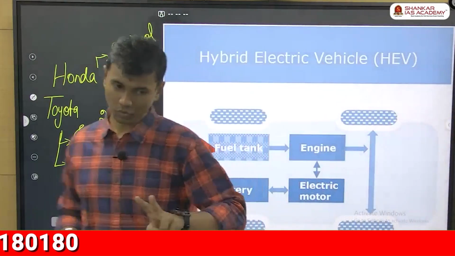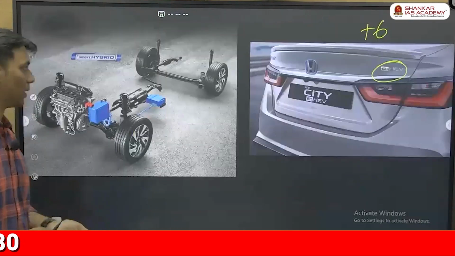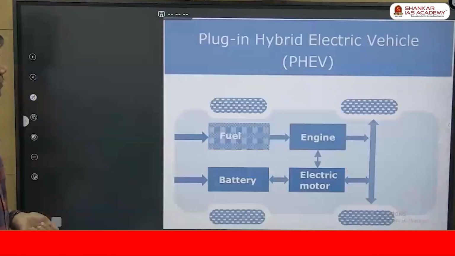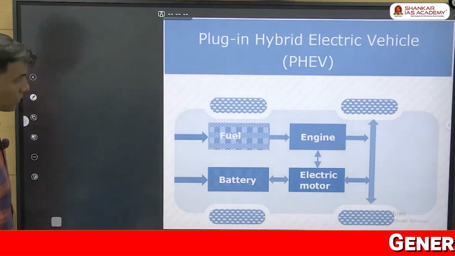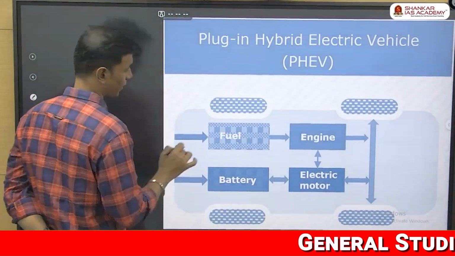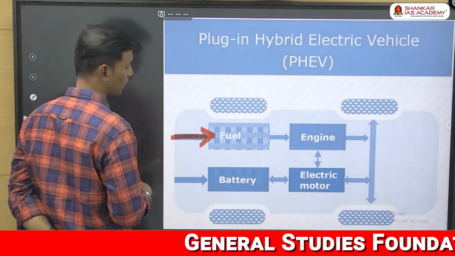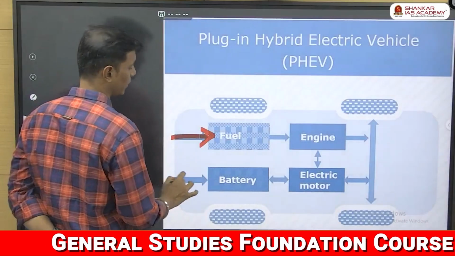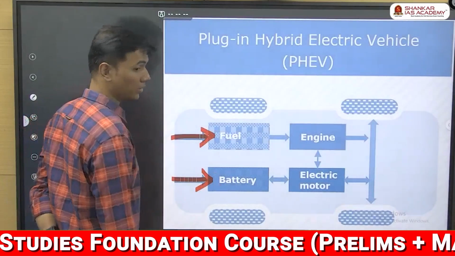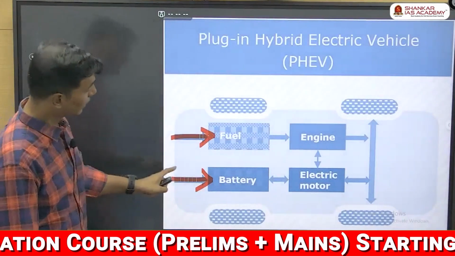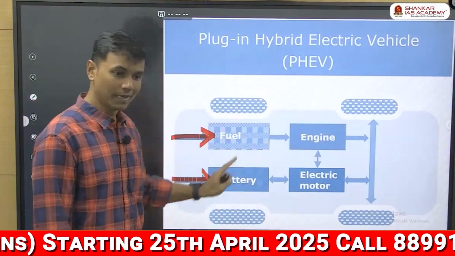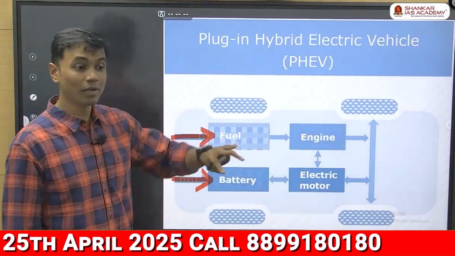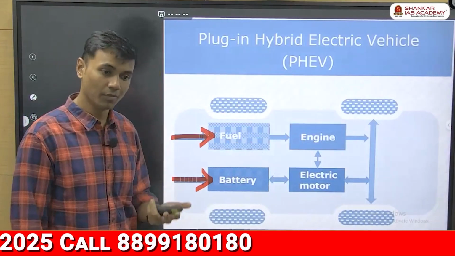So far, you've learned about two types of electric vehicles. Coming to the next one, we're going to talk about something called a plug-in hybrid electric vehicle. What happens in a plug-in hybrid electric vehicle is, do you see the fuel tank here? Next to the fuel tank, we have an arrow mark, which means fuel has to be filled. Next to the battery also, we have an arrow mark, which means you have to recharge it. You have to manually recharge the battery. You have to manually fill the fuel. Fuel is connected to the engine. Battery is connected to the electric motor. They coordinate and run together, which means more power, more mileage.